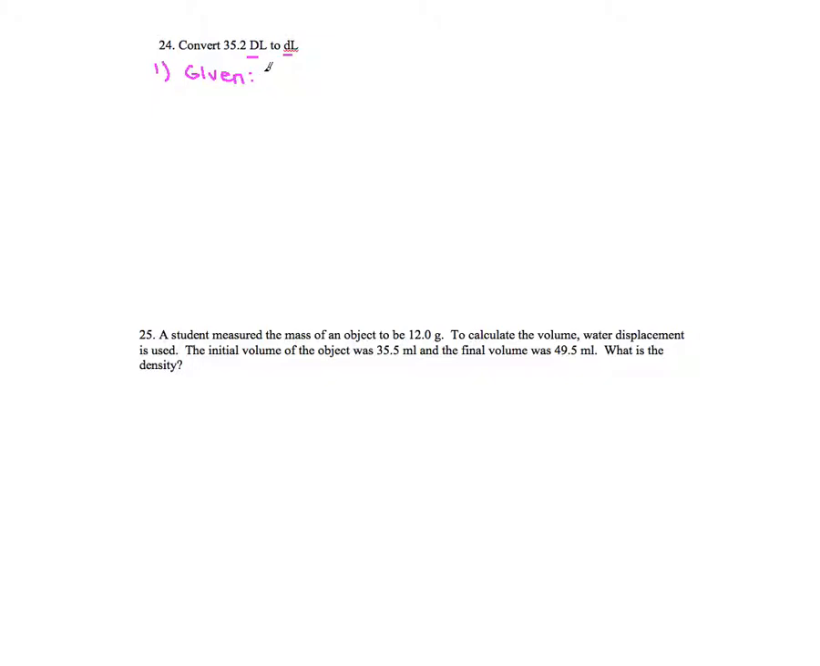And my given is 35.2 deciliters. Okay. Other things that I'm given, I'm going to want to go from deciliters to my base unit, which in this case is liters, then from liters to deciliters. You can do it in one step. I don't recommend it because a lot of the time you guys will confuse yourselves.